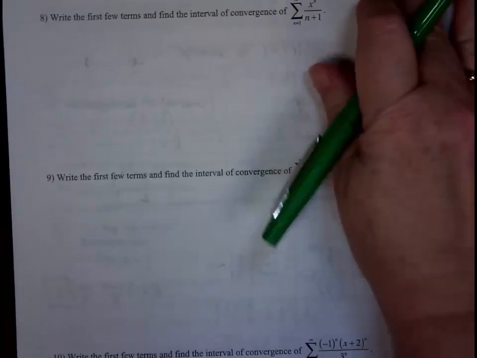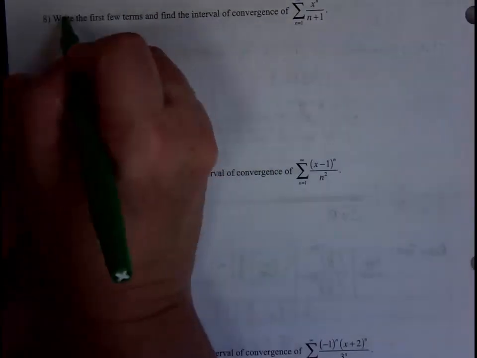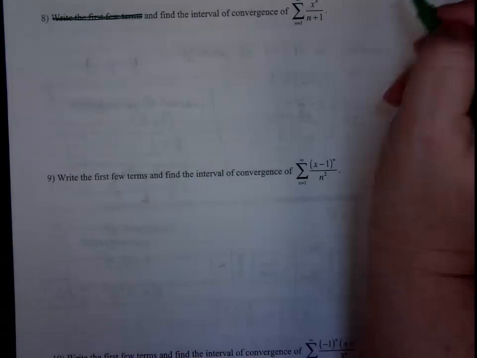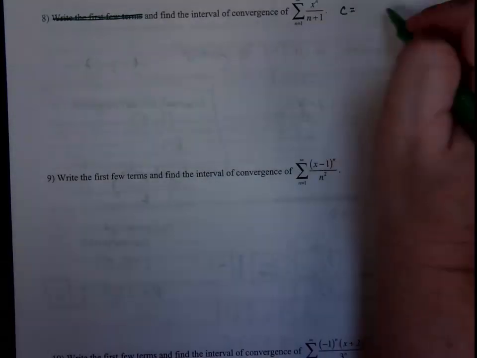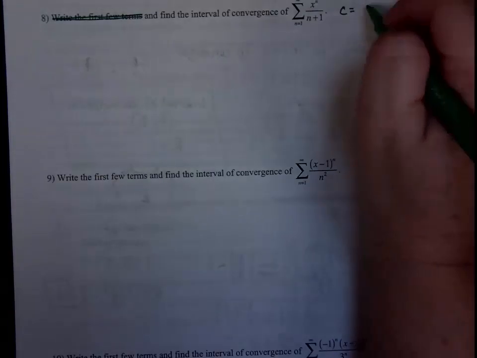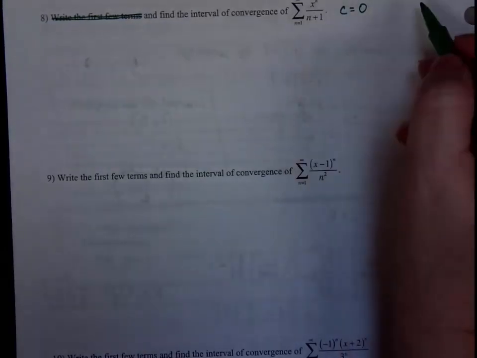So turn the page. Go to the back. Number 8. We're going to do two of these. Number 8 says, write out the first few terms and find the interval of convergence. You don't need to write out the first few terms, mark that out. So here is our power series. What is C for this problem? Does everybody understand why C is 0? It's basically x minus c, but c is 0. Exactly. There is nothing subtracted here. It's x minus 0. That's exactly correct.